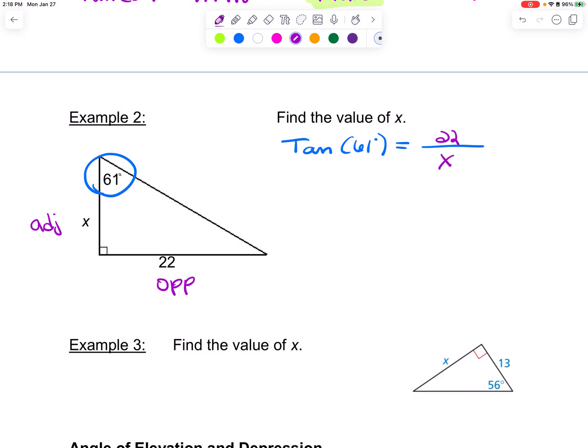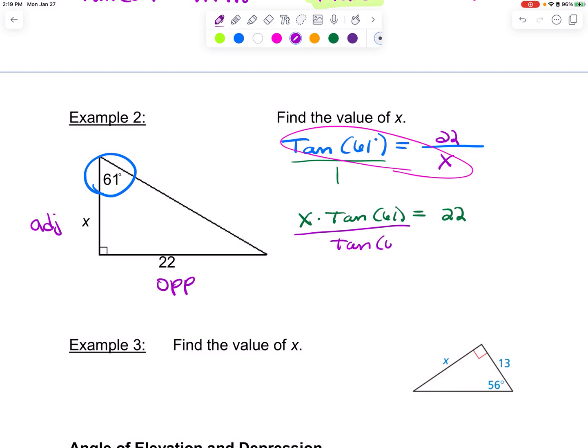How do you solve? Well, it's just algebra. Put a 1 under here, and we cross multiply. Cross multiply this way, and we get x times tan 61. Cross multiply the other way, which equals 22. How do you get x by itself? Divide both sides by tan 61.